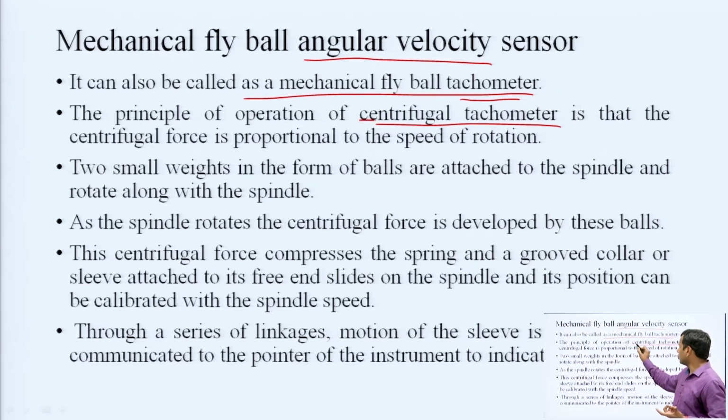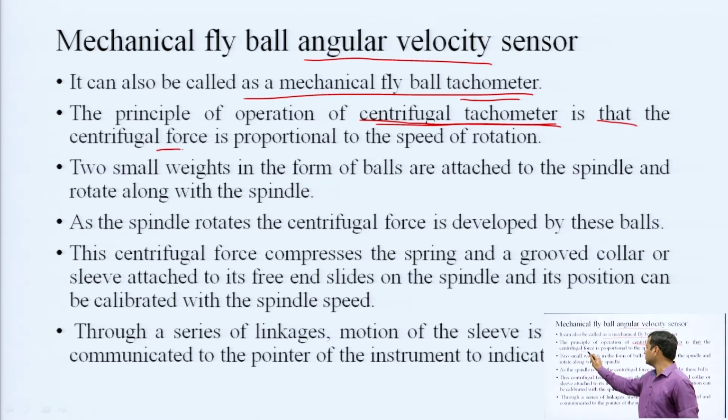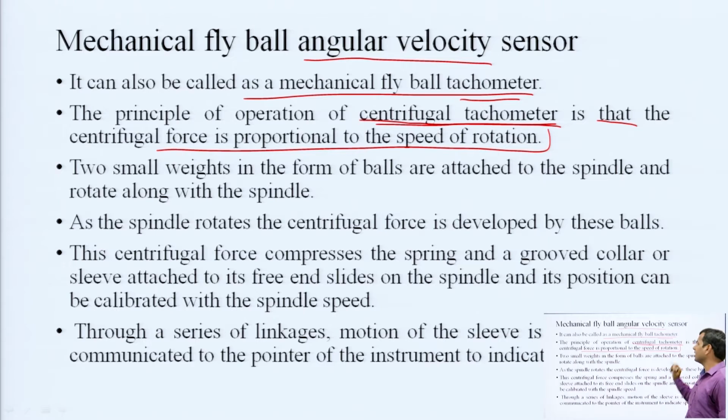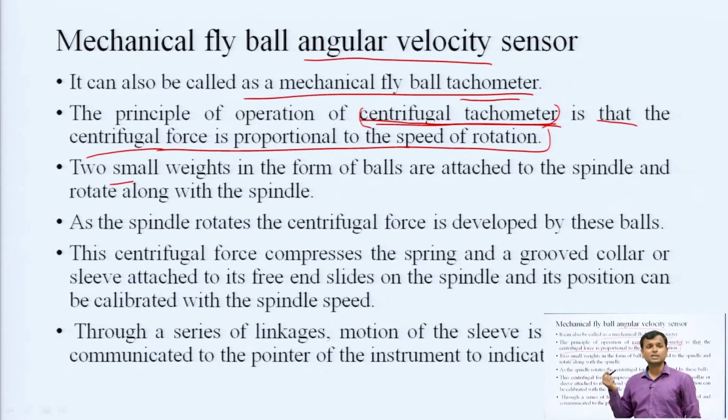So, it is also called a centrifugal tachometer, because the centrifugal force is proportional to the speed of rotation. Why is it called the centrifugal tachometer? Because the centrifugal force is proportional to the speed of rotation. In it, two small weights in the form of balls are attached to the spindle and rotate along with the spindle. We will see the arrangement, and then you will get to know how the mechanical fly ball angular velocity sensor, or angular tachometer, or the centrifugal tachometer works.